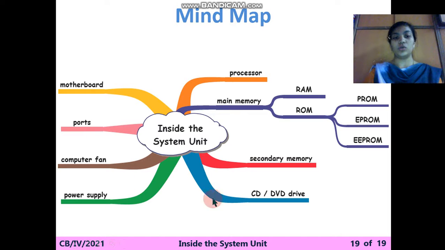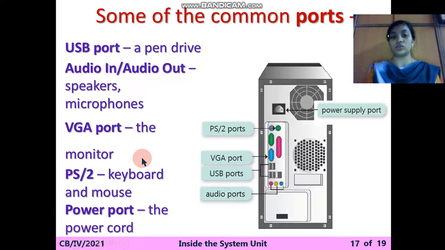So what you learned in this chapter: inside the system unit you first learned the processor, then main memory, two types, RAM and ROM. ROM has three types, PROM, EPROM, EEPROM. Then you learned the secondary memory, CD, DVD drive, then power supply, computer fan, ports and the motherboard. Okay, I forgot to show you this. This is the कंप्यूटर फैन जहाँ से हीट ब्लो होती है. This is the computer fan. This is one image of a computer fan.